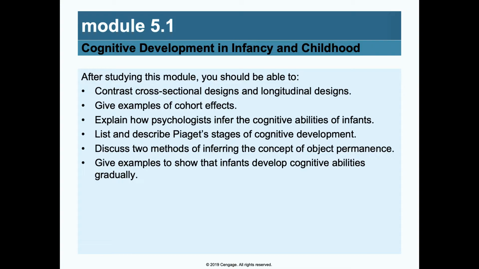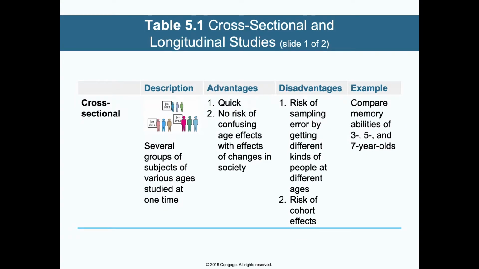There are a number of modules or sections of this chapter, but the beginning part talks about the kinds of studies that have been done to find out what we know about cognitive and social development across the age ranges. One of the two kinds of studies that we use is called cross-sectional. The other kind is called longitudinal.